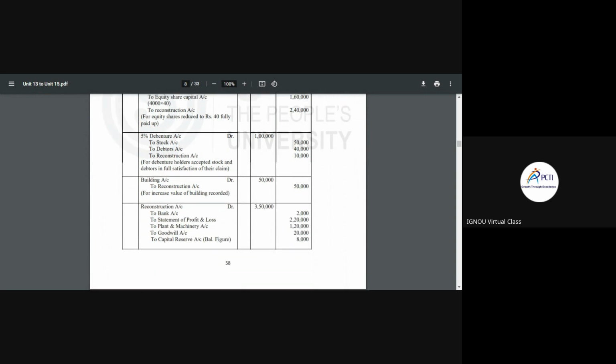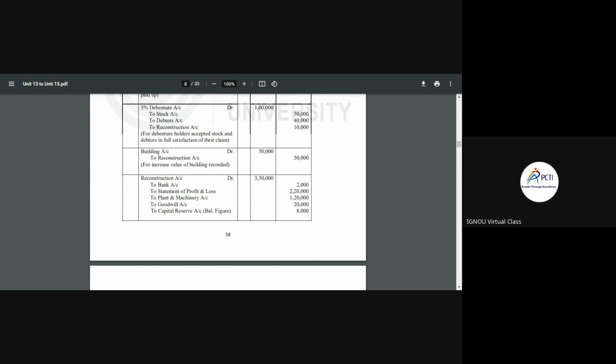Next one is 5% debentures account debit, cost rupees 1 lakh. Then to stock account, to debtors account, and to reconstruction account. For the debenture holders who accepted stock and debtors in full satisfaction of their claim, at that time we will pass this kind of entry. Next one is building account debit to reconstruction account, as the increased value of the building is recorded, that will be rupees 50,000.